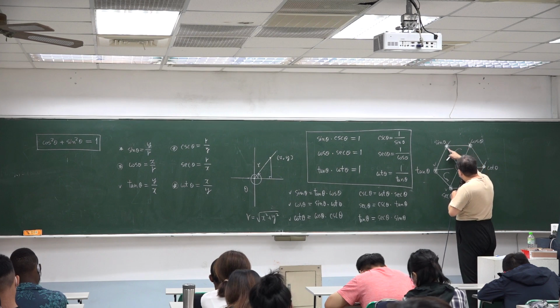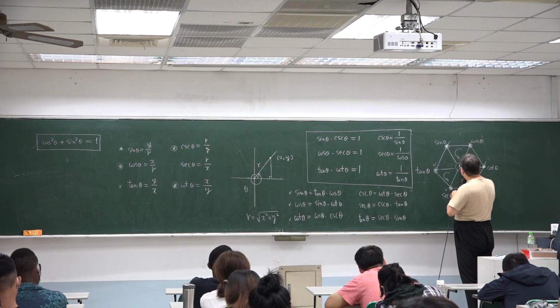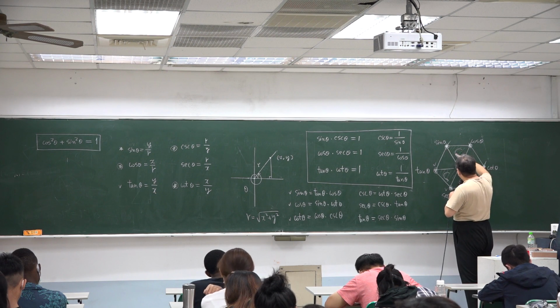Sine over cosine drops to here. 1 divided by cosine moves to here. So from this upside down triangle to this upside down triangle is just dividing these three numbers by cosine. Boom.